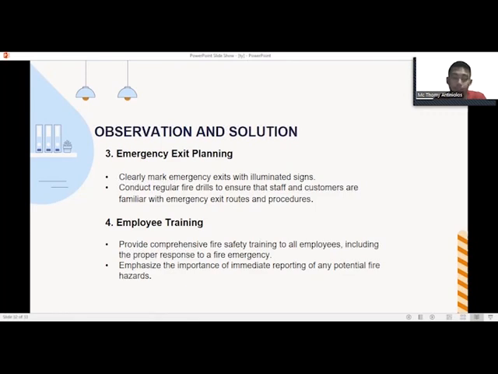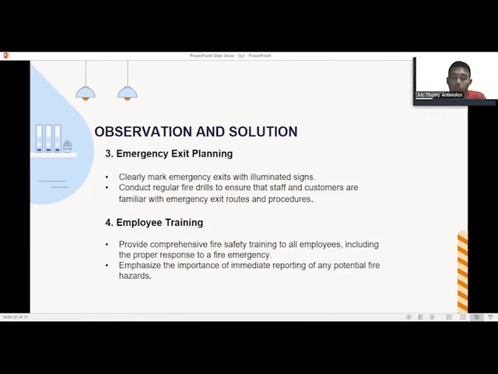Number 3. Emergency exit plan. Clearly marked emergency exits with illuminated signs. Conduct regular fire drills to ensure that staff and customers are familiar with emergency exit routes and procedures.